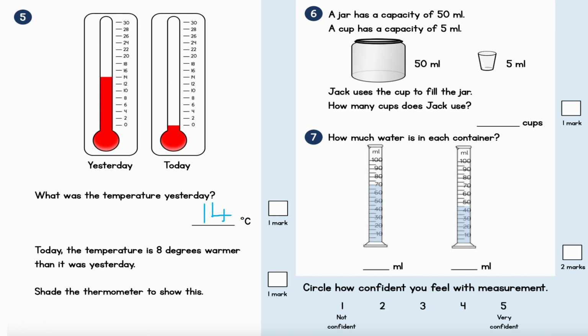Today, the temperature is 8 degrees warmer than it was. Shade the thermometer to show this. So 8 degrees warmer than it was yesterday. So 14 plus 8 is 22. So we're going to go from here, and we're going to shade this in up to 22.